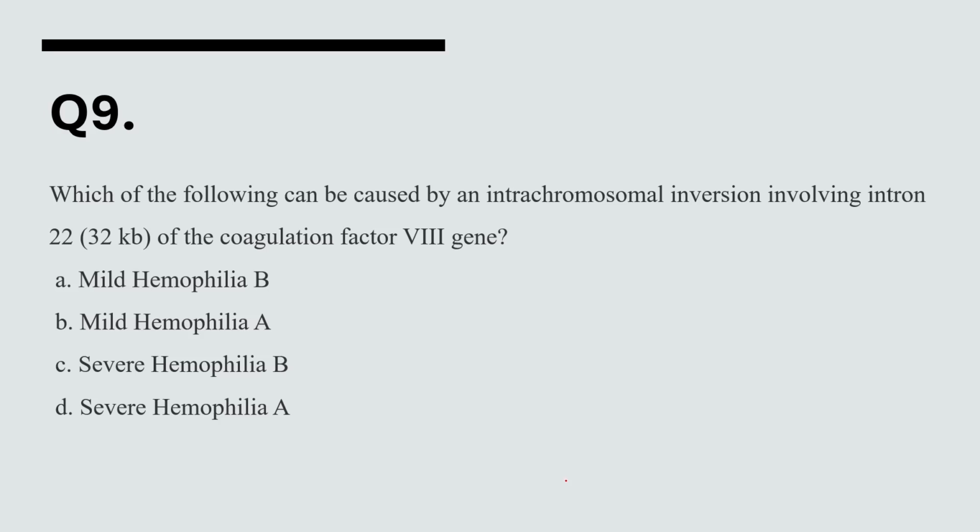So here is our next question. Which of the following can be caused by an intrachromosomal inversion involving intron 22 of the coagulation factor 8 gene? Is it mild hemophilia B, mild hemophilia A, severe hemophilia B, or severe hemophilia A? Which one will it be?